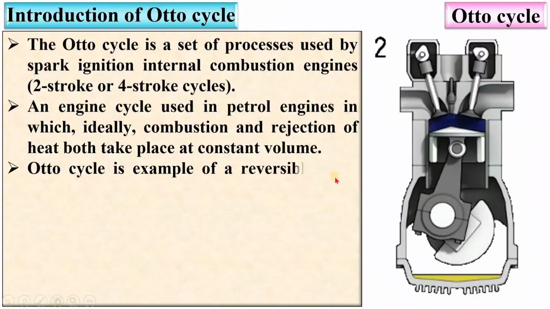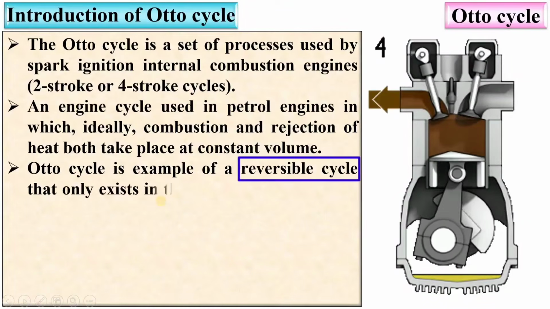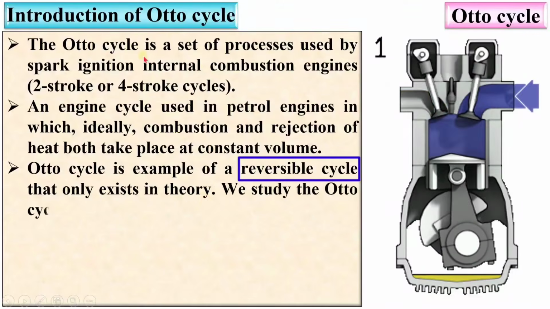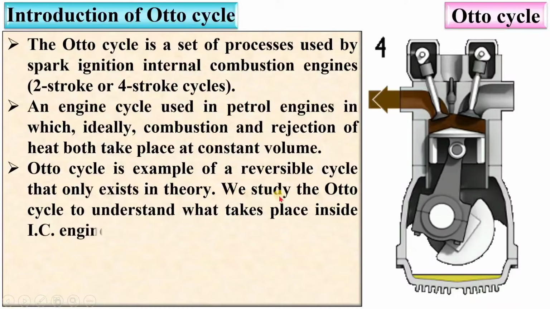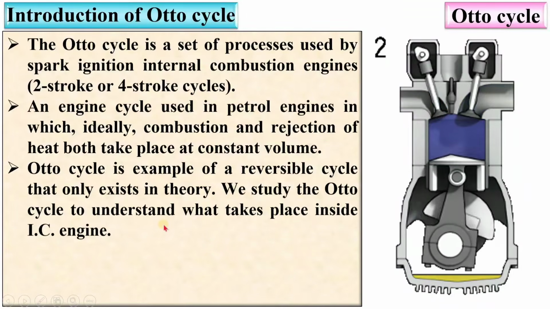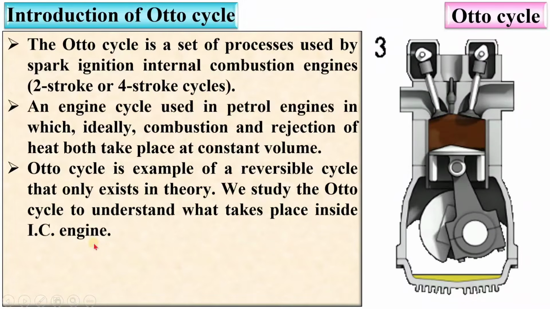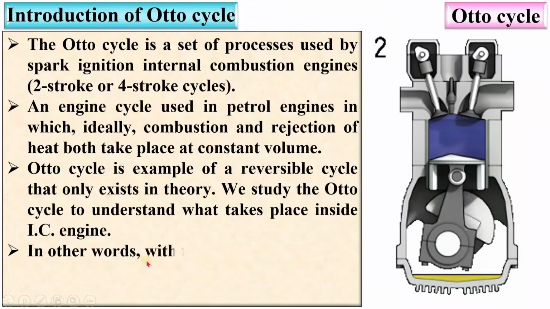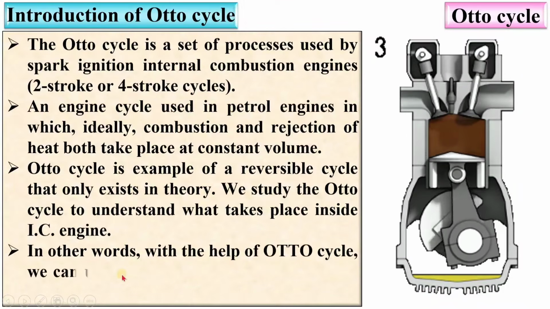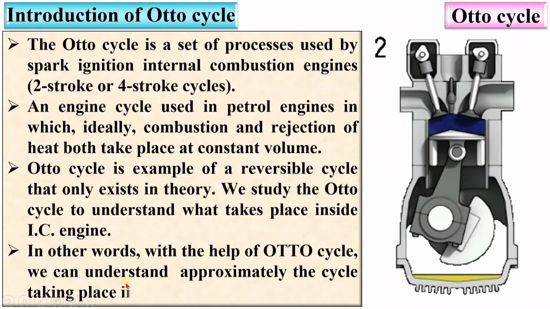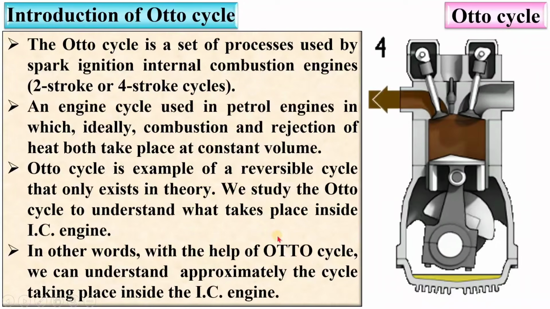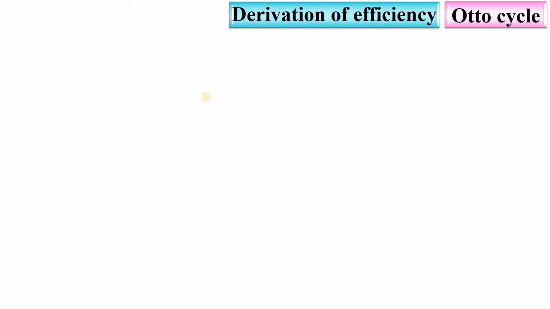Otto cycle is an example of a reversible cycle that only exists in theory. So keep in mind that Otto cycle is actually the theoretical cycle. We study the Otto cycle to understand what takes place inside an IC engine. In other words, with the help of Otto cycle, we can understand approximately the cycle taking place inside the IC engine. Now, let's see the derivation of efficiency of Otto cycle.